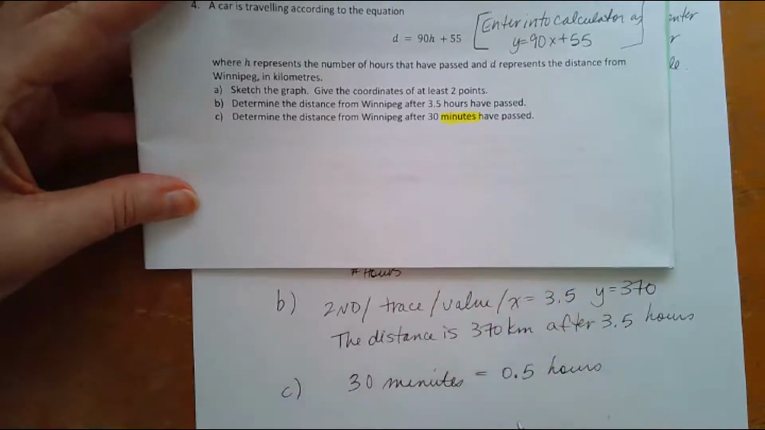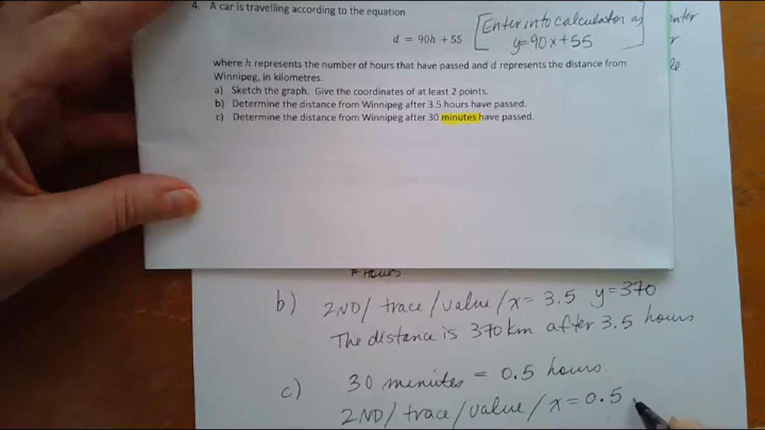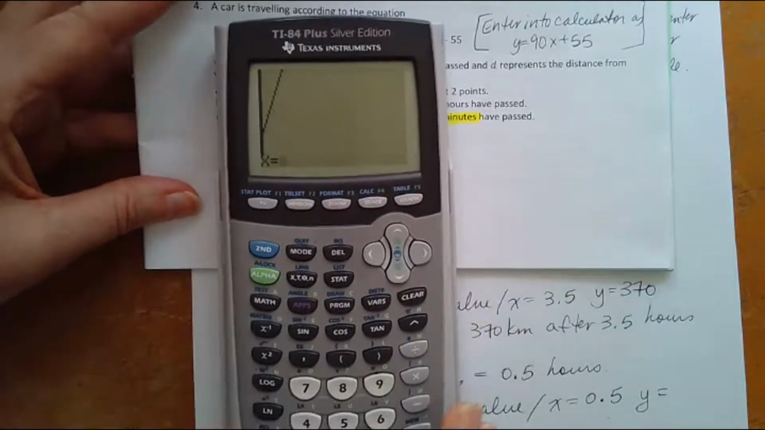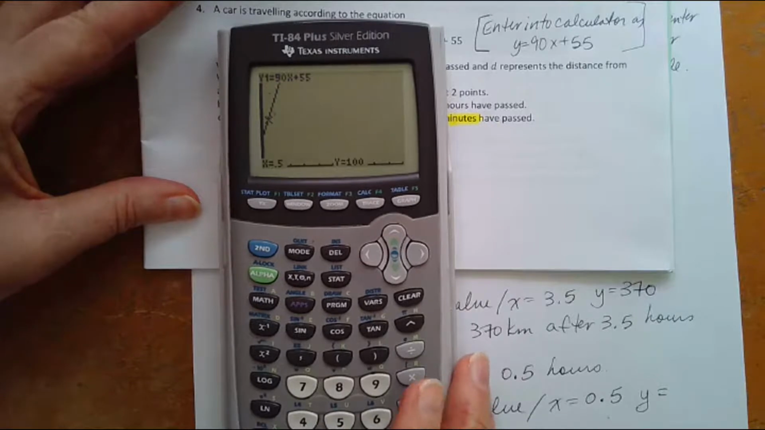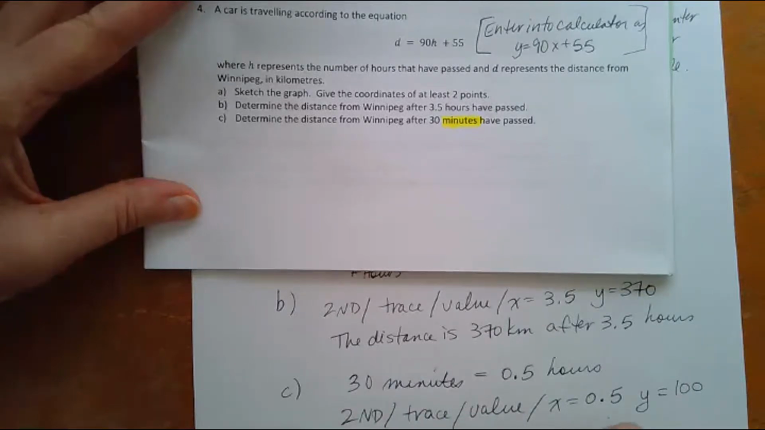They're just seeing if you're paying attention, right? So it's second trace value. X equals 0.5. So let's see what y equals for this one. Second trace value, 0.5, half an hour. Y is 100. Okay. The distance is 100 kilometers after 0.5 hours.